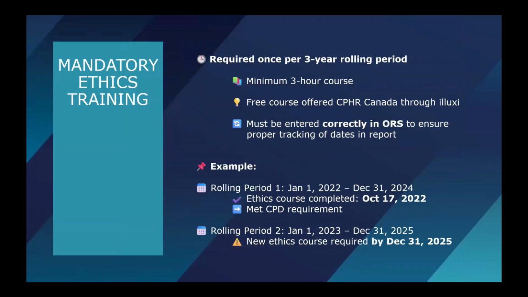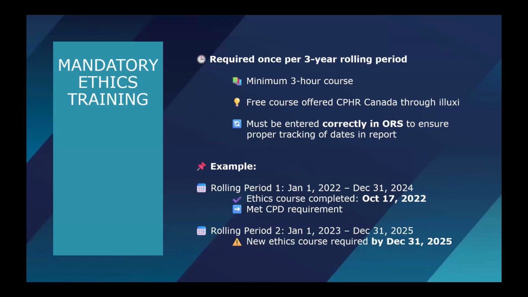For the ethics training, you are required to take an ethics course once per 3-year rolling period. It must be a minimum of 3 hours. There is a free course offered by CPHR Canada through Alexi, and it must be entered correctly into the online reporting system to ensure proper tracking of the dates in the report. And I'll show you how that's done when we get over to the online reporting system.